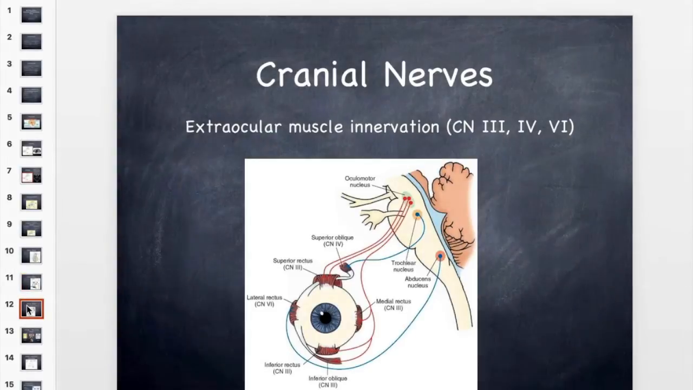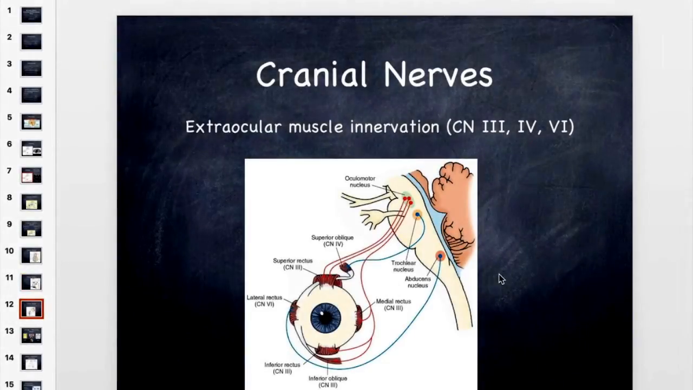All right. So moving past vision, the next thing we often do when we examine someone is look at their extraocular movements. Three cranial nerves help control extraocular movements. Cranial nerve 3 does almost all of them, except for the lateral rectus, which is the 6th cranial nerve, the abducens nucleus, and cranial nerve 4, which serves the superior oblique.